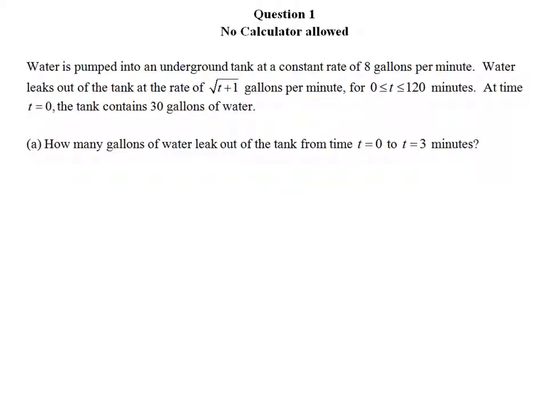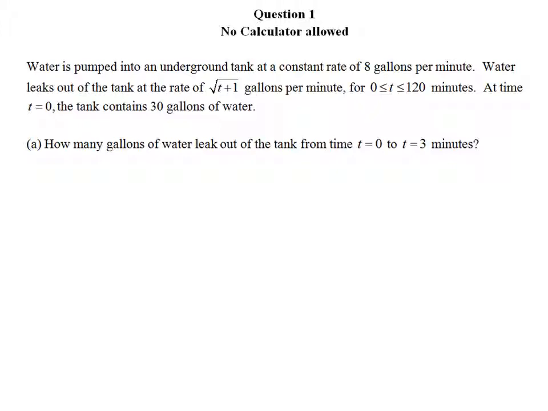Water is pumped into an underground tank at a constant rate of 8 gallons per minute. Water leaks out of the tank at the rate of the square root of t plus 1 gallons per minute for times between 0 and 120 minutes. At time t equals 0, the tank contains 30 gallons of water.